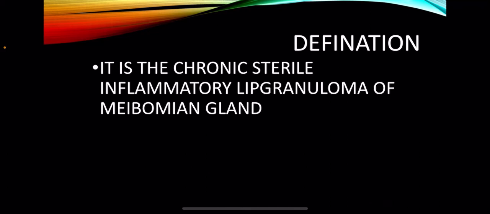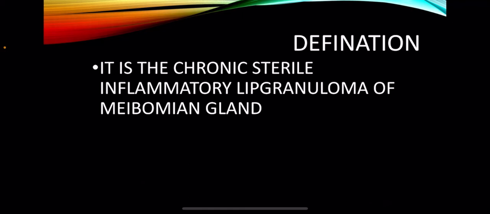The Meibomian glands are present in the eyelids, which form the oily secretion for the tear film, and these Meibomian glands are present in the tarsal plates. Tarsal plates are present within the eyelids. The eyelids have different layers: the skin, the connective tissue, and the tarsal plates.